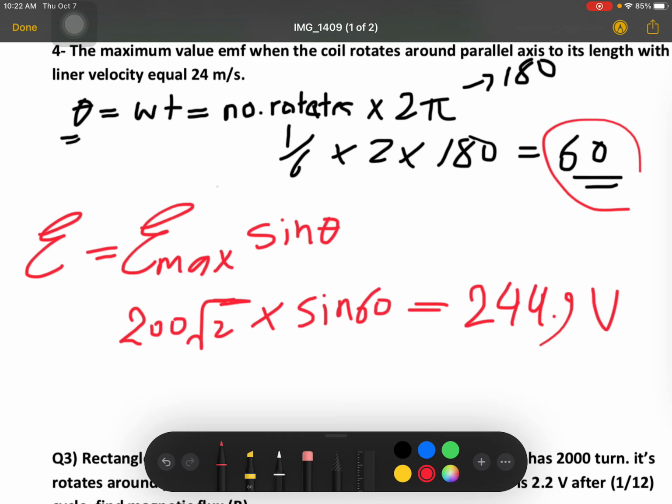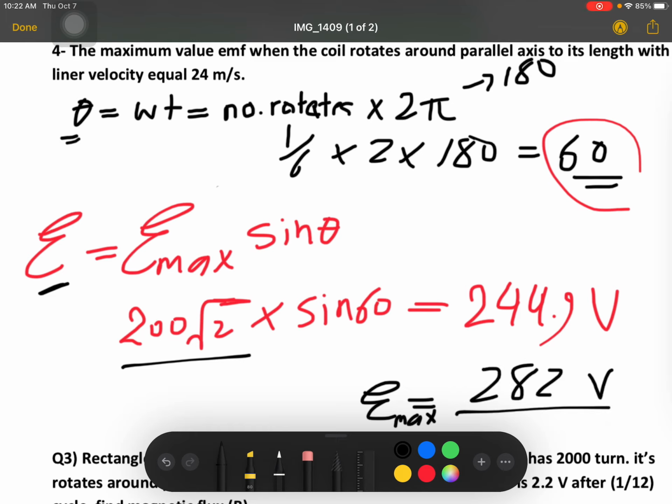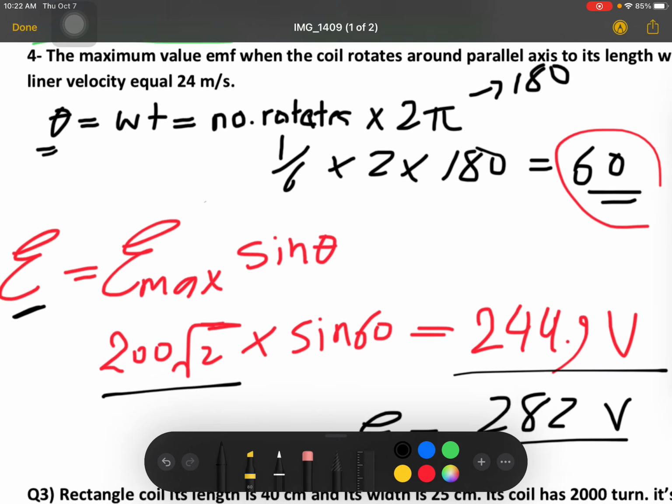You always have to know that E max is always greater than E effective and normal E. If you make 200 times root 2 on the calculator, you will find that E max, I just converted from the root to the normal number, equals 228 volt. As you see, E max is greater than normal E and greater than the E effective, which was 200.